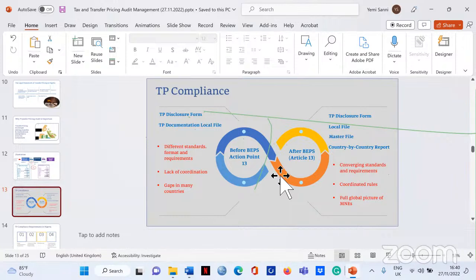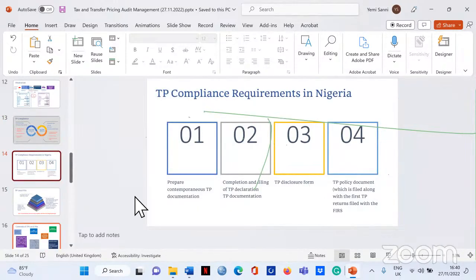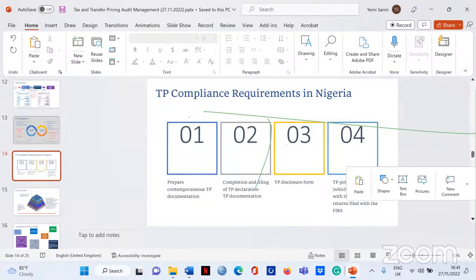And what does this do? There's convergence of standards and requirements, there's coordinated rules, and there's full global picture of the MNEs. So what are the TP compliance requirements? TP compliance requirements in Nigeria.